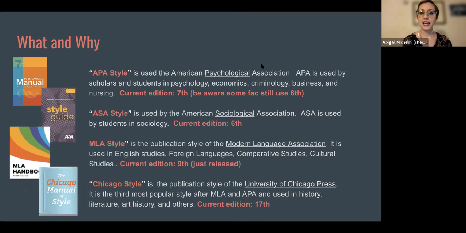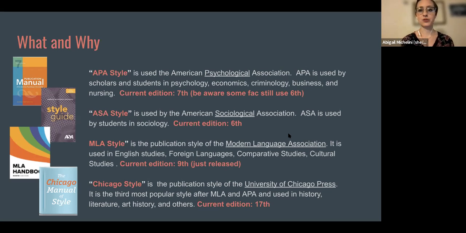Okay, so APA stands for American Psychological Association. It's used by scholars in psychology, economics, criminology, business, and nursing, although sometimes it even crosses outside of this. For example, I did my PhD in English, but my dissertation was written in APA because I did an empirical study where I was collecting data. So therefore, it was a scientific study that needed to have a scientific citation style.